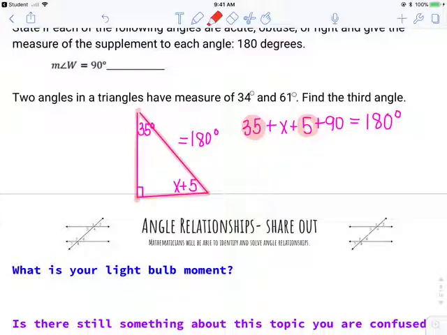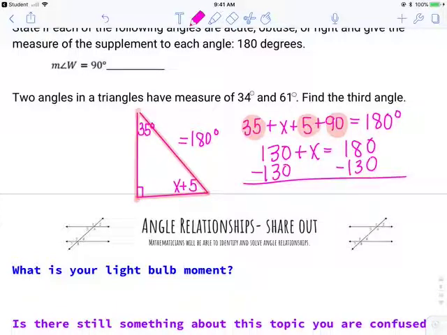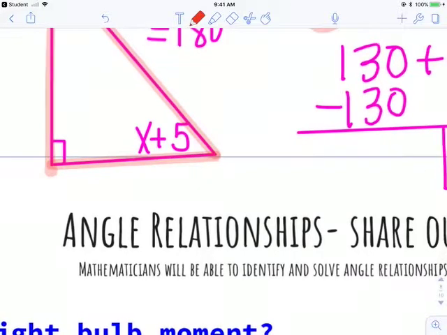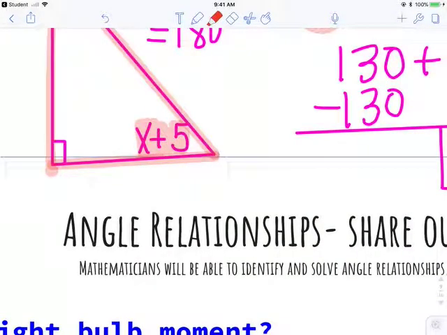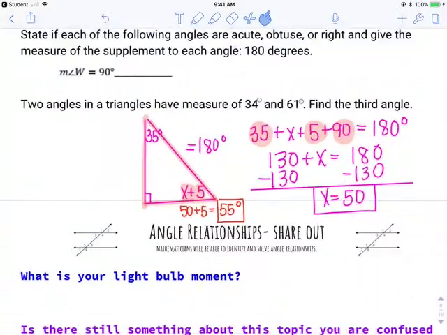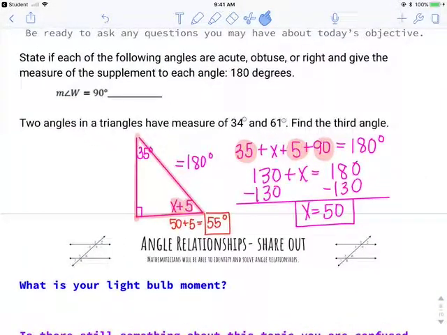So just like complementary and supplementary, if there's something to combine, it needs to be done before you solve for x. So if I combine these like terms, I get 130 plus x equals 180. And all I need to do is subtract 130 from both sides of the equation to get x is equal to 50. And just like the previous three examples, I have to go back over here to x plus 5, and I need to substitute in that 50, add the 5, and now I know that this angle degree is 55 degrees.